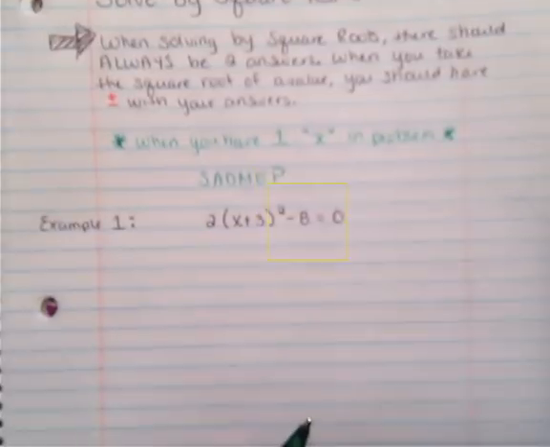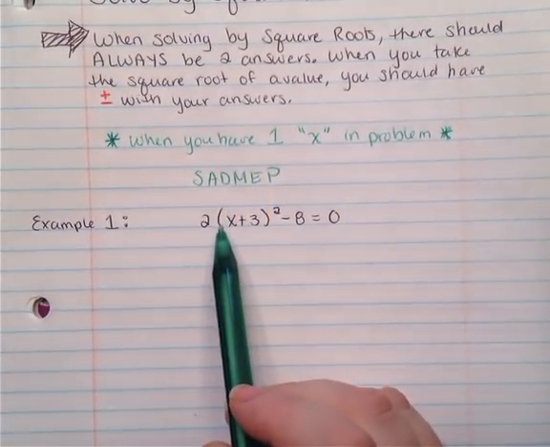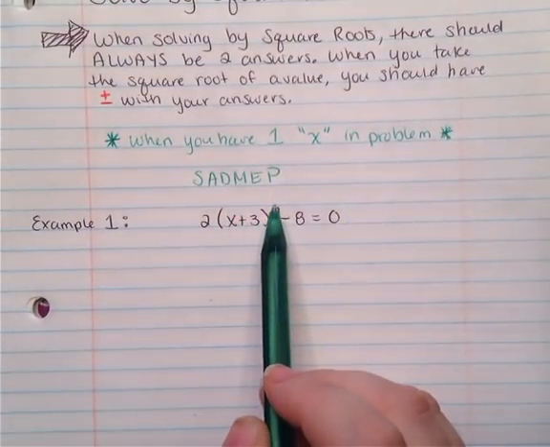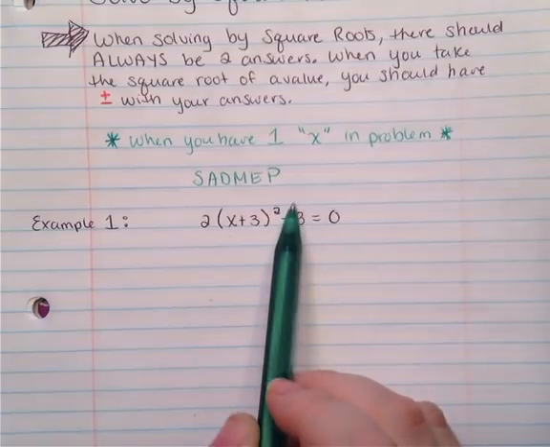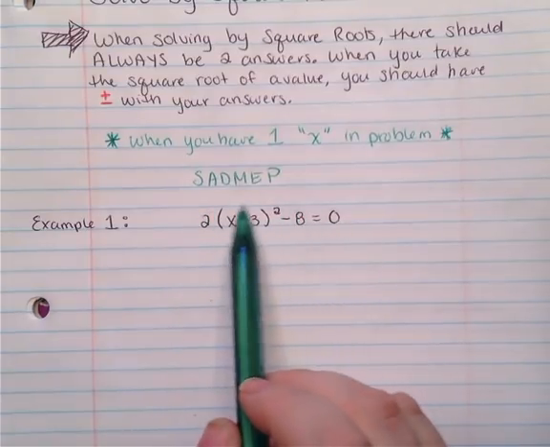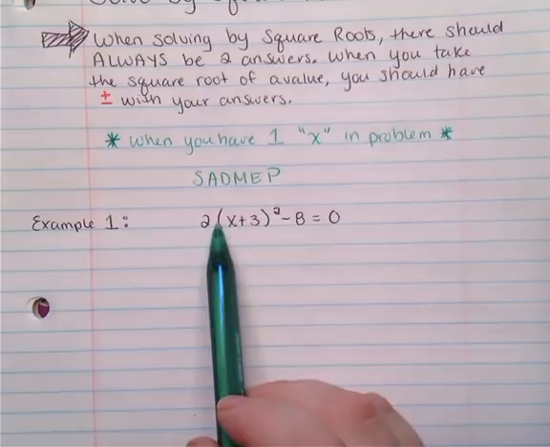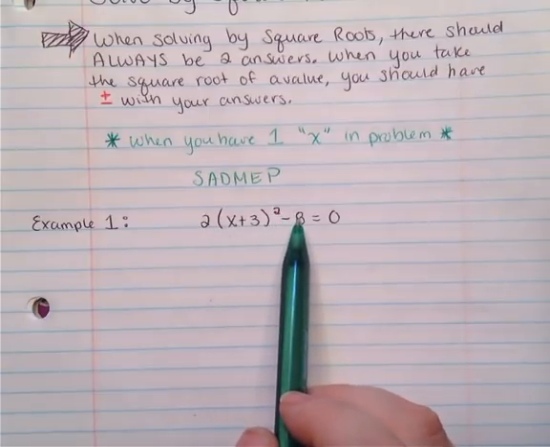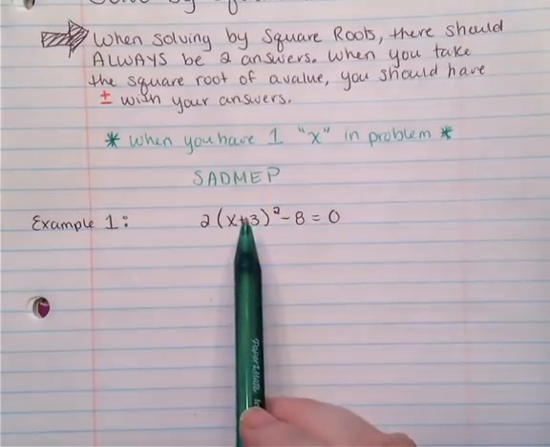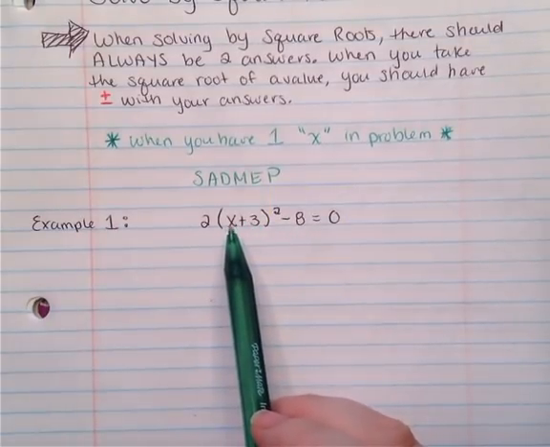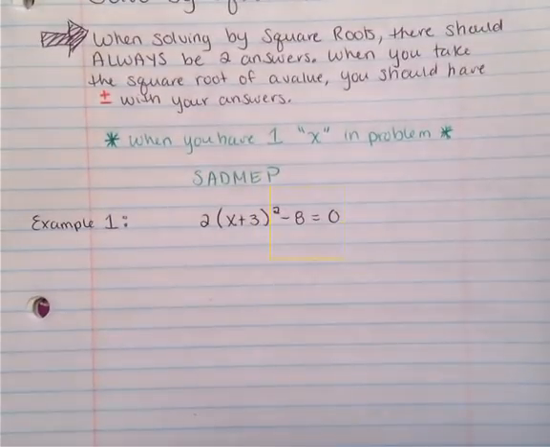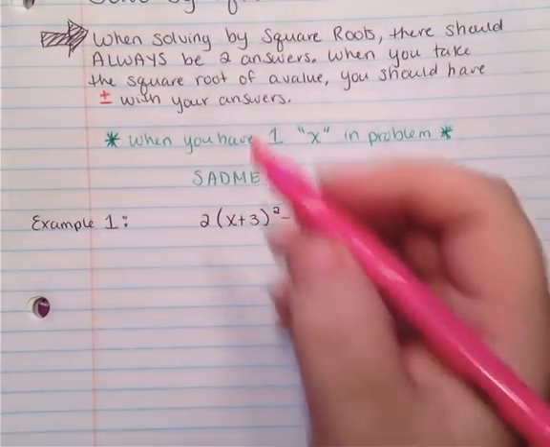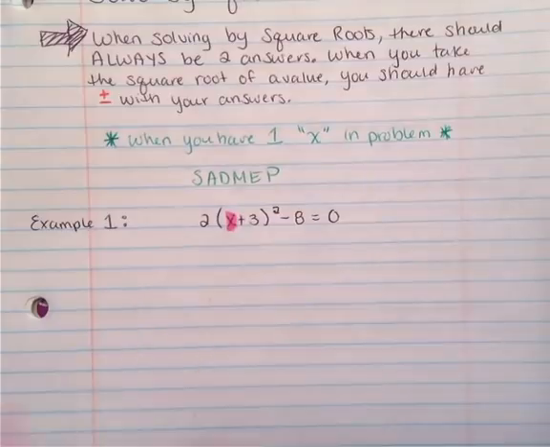So our first example is 2 parentheses x plus 3 parentheses squared minus 8 equals 0. Now this is actually written in vertex form. This is a quadratic. Our a value is 2, and our vertex is at -3 and -8. So what we want to do, there's only one letter x in this problem, and that's what we want to solve for. I want to be able to get this x value completely alone.